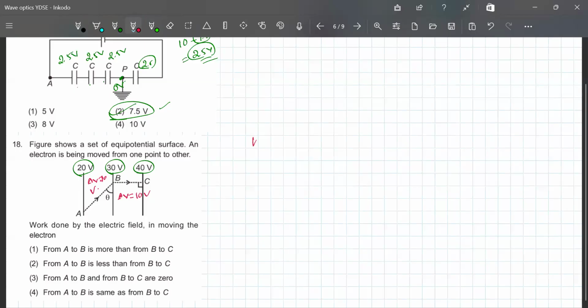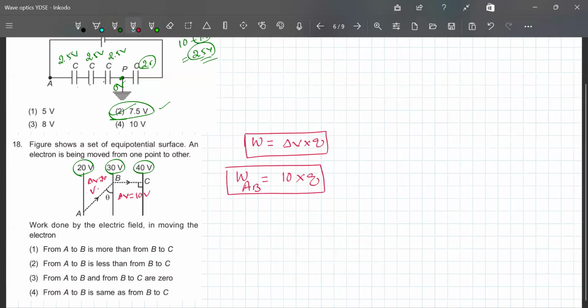So the work done to move a charge formula is delta V into Q. This is the formula to find the work done. Now, the work done to move a charge from A to B is independent of the angle. Here, this is 10. The charge they have given is 1 Q, so it becomes 10 Q. And similarly, the work done to move a charge from B to C is equal to the potential difference between B and C into the charge.